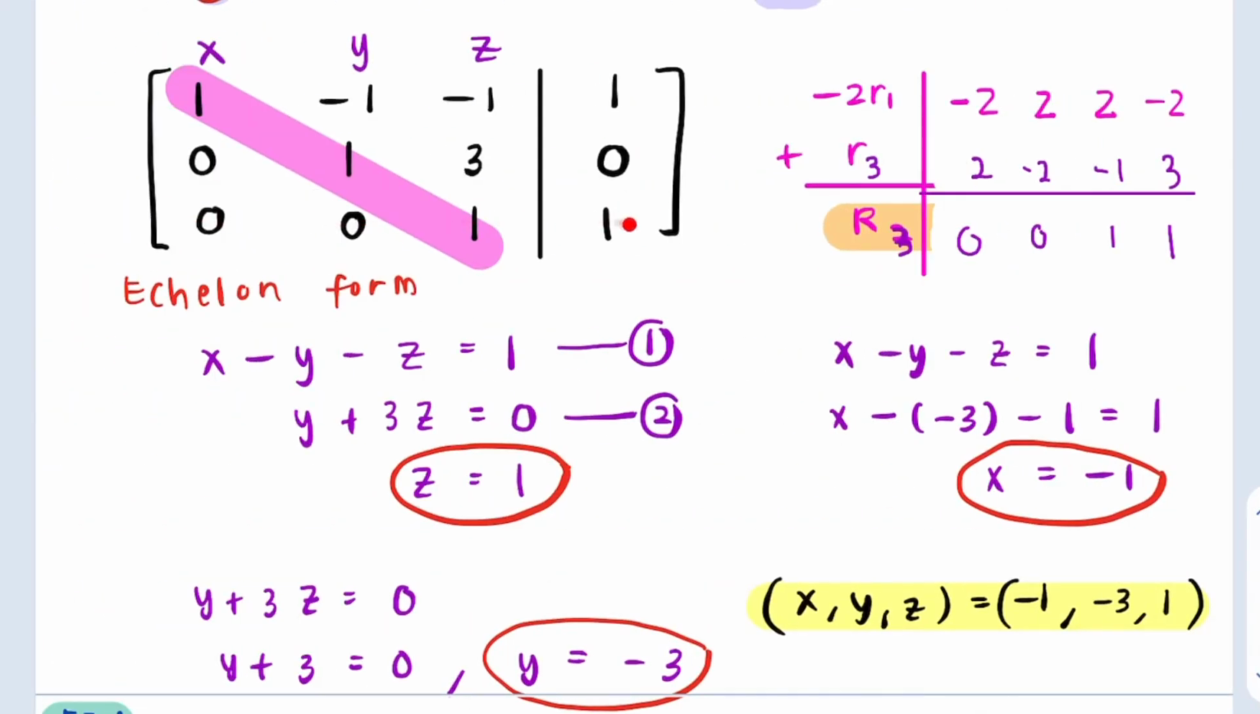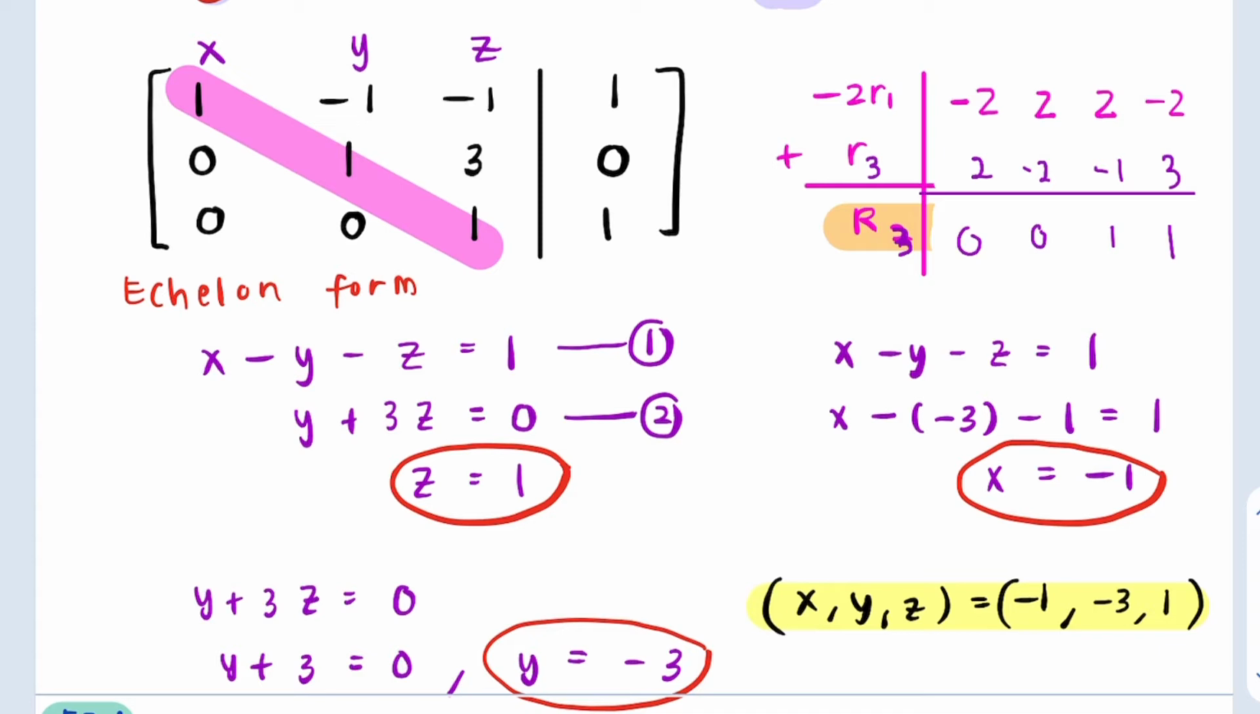Let's read from the third row. This is 0x plus 0y plus 1z equal to 1. So this is our answer: z is equal to 1. Let's back substitute towards our second row. This is 0x plus 1y plus 3z equal to 0. So we have y plus 3z equal to 0. And then let's substitute. Our z is 1. Therefore, y is equal to negative 3.